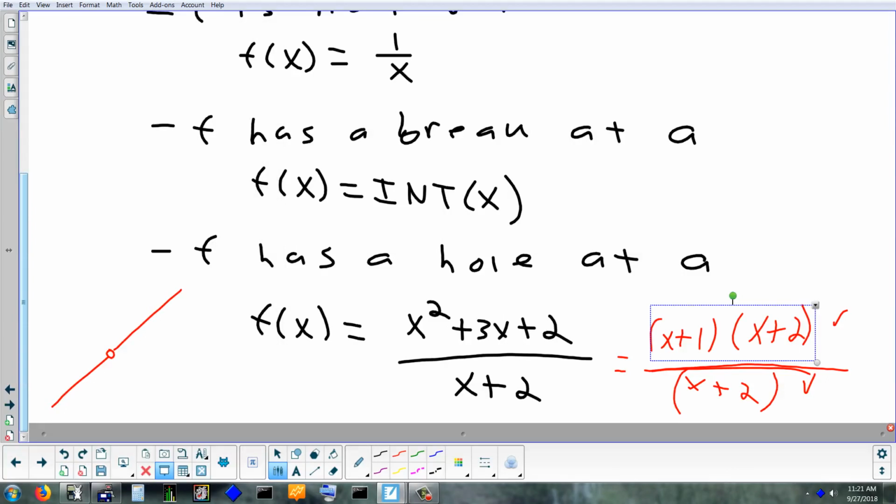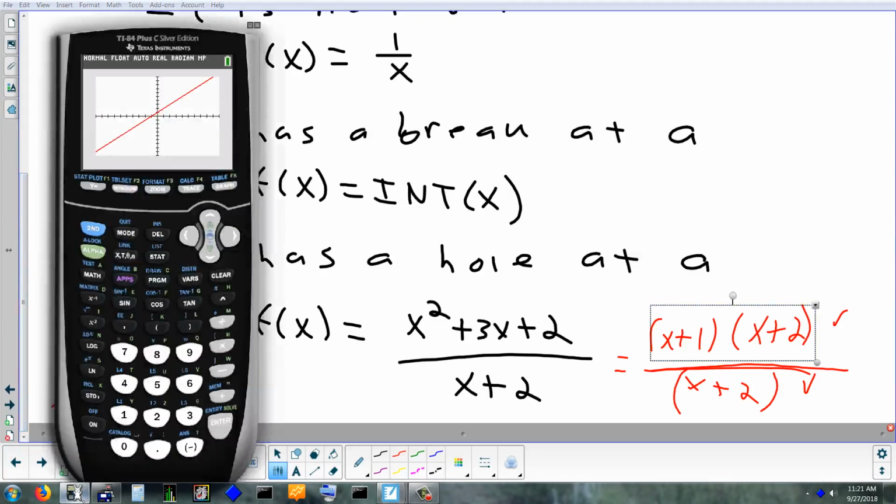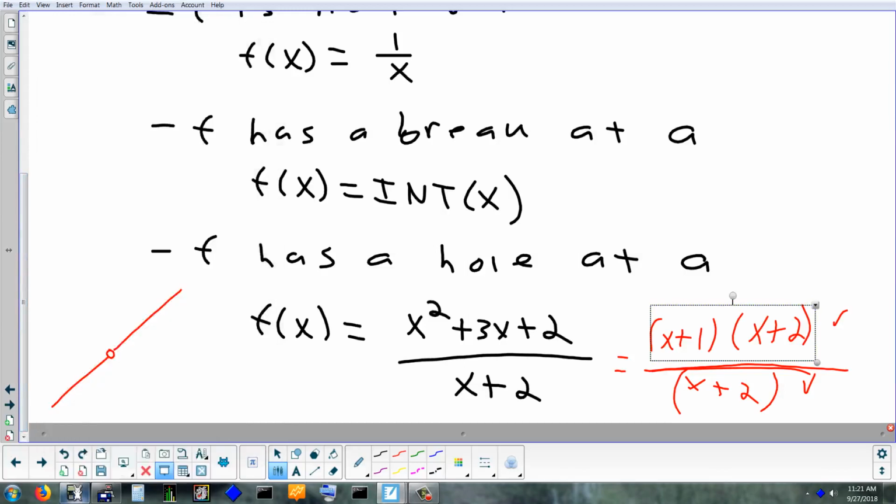No matter how much you zoom in on the calculator, you'll never see that there's a hole at -2 because it's infinitely small. -1.9999999 is okay. -2.0000001 is okay. It's just at -2 that there's an infinitely small hole. So if it's infinitely small, is it even there? Don't think too deeply about that. But that's the idea.